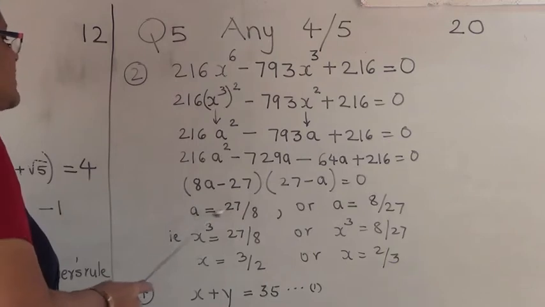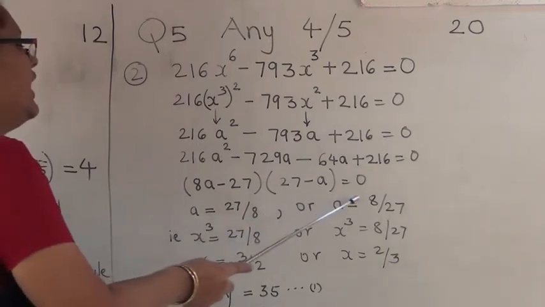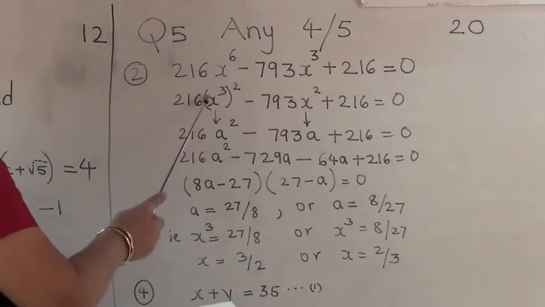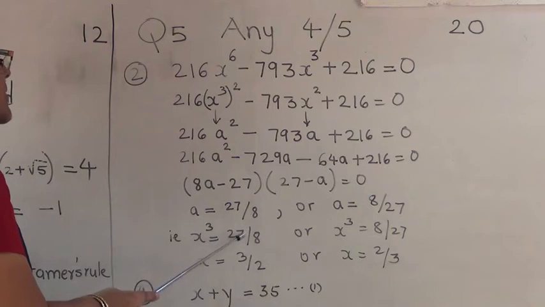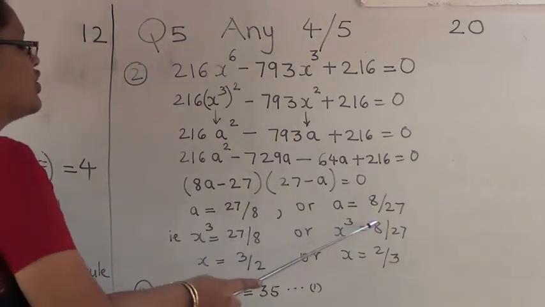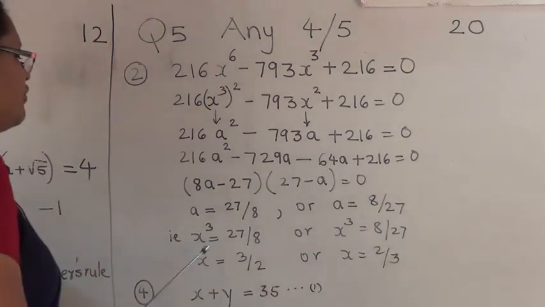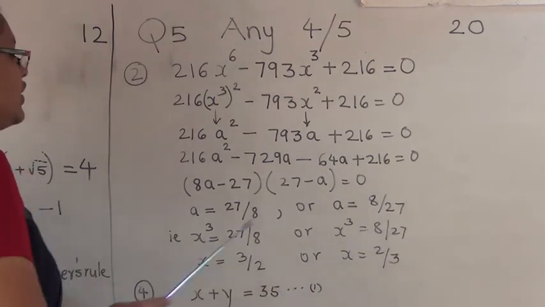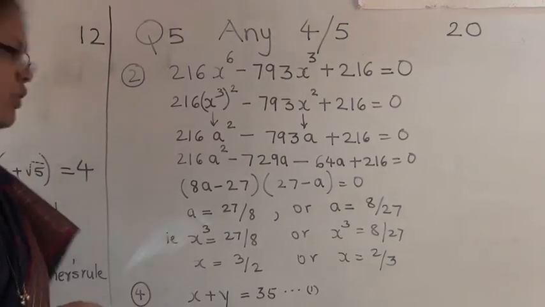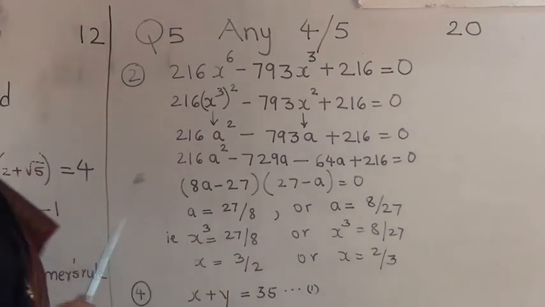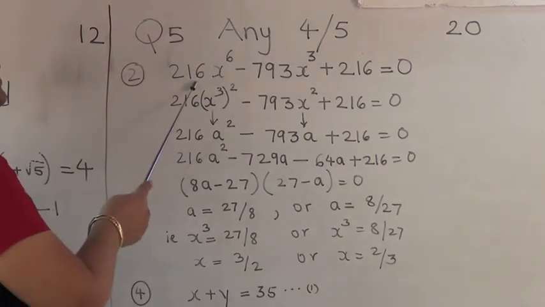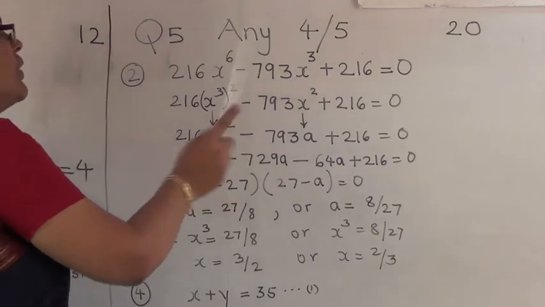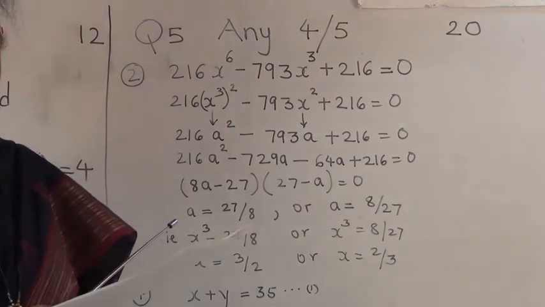So to get the two factors, a is 27 upon 8 or a is equal to 8 upon 27. Then you have to resubstitute the value of a as x cube, and so we get x cube is equal to 27 upon 8 or x cube is equal to 8 upon 27. To find the value of x as 3 upon 2 or x as 2 upon 3 by taking the cube root on both the sides. So 3 upon 2 and 2 upon 3 would be the two roots of the quadratic equation 216 x raised to 6 minus 793 x cube plus 216 is equal to 0.